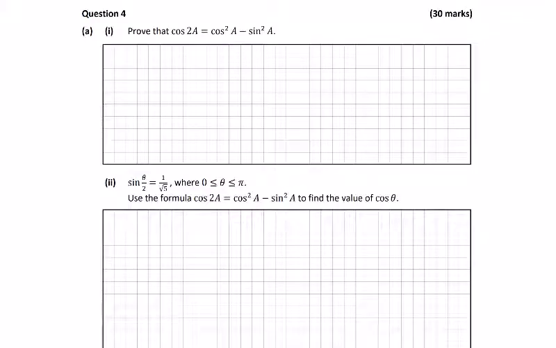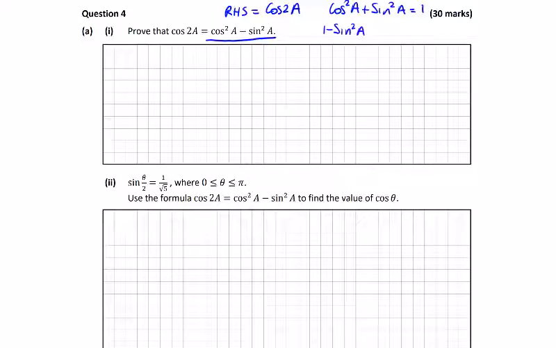Question 4, we're asked to prove that cos 2a is equal to cos squared a minus sine squared a. So let's manipulate the right hand side and get it equal to cos 2a. We know that cos squared a plus sine squared a is equal to 1. So what would that leave cos squared being? 1 minus sine squared a would be equal to cos squared a.